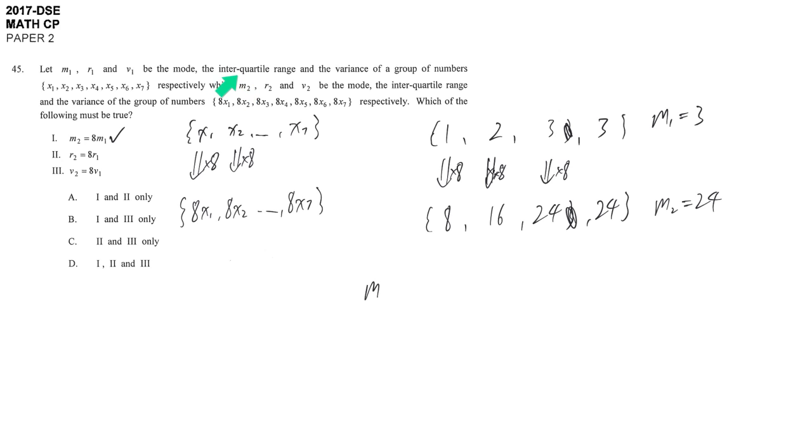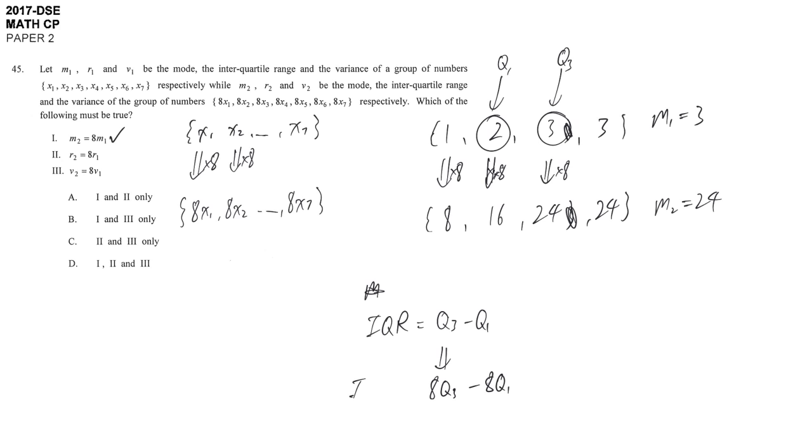The second statement is about the interquartile range. Similar reason, if this one is Q1, this one is Q2, Q3, then IQR is equal to Q3 minus Q1. If every data is times 8, 8 times Q3 minus 8 times Q1, then of course it is also 8 times the original value. That's why this is also correct.